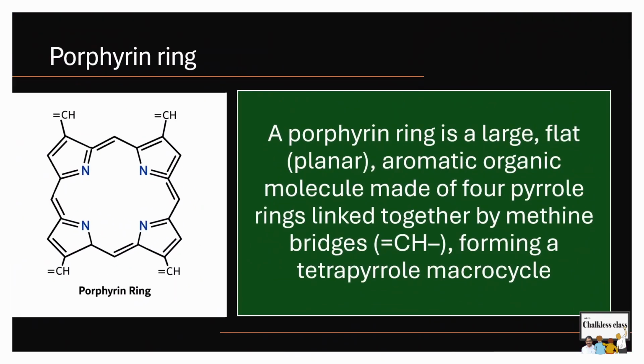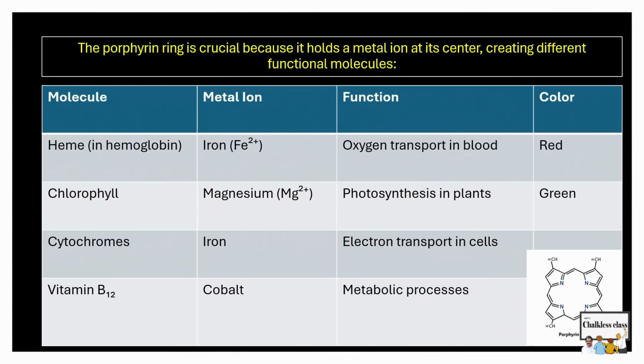What is a porphyrin ring? A porphyrin ring is a large, flat, planar, aromatic organic molecule made of 4 pyrrole rings linked together by methine bridges, =CH, forming a tetrapyrrole macrocycle. The porphyrin ring is crucial because it holds a metal ion at its center, creating different functional molecules.